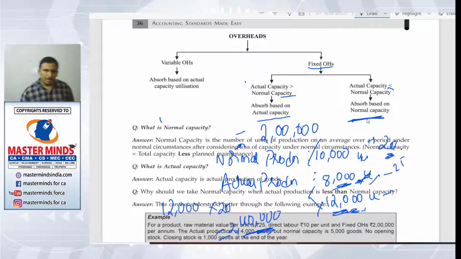Hope everybody has understood. In cost, how many components are there? 3 components. One is cost of purchase, another one is conversion cost. When I say conversion cost, it is labor and overheads, both variable as well as fixed. Now we are talking about fixed overheads. Now the last one is other cost.